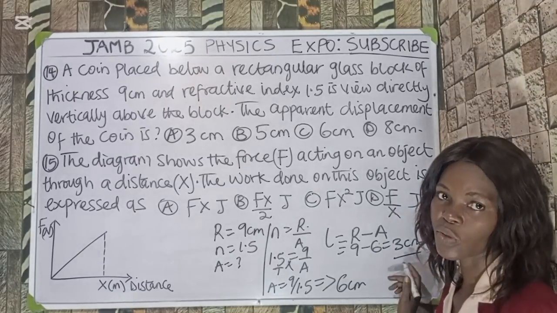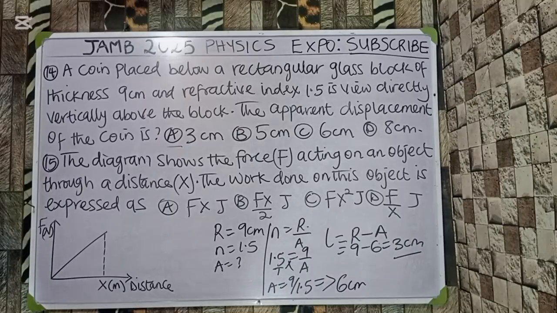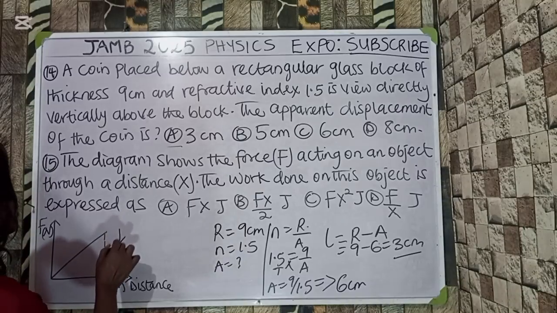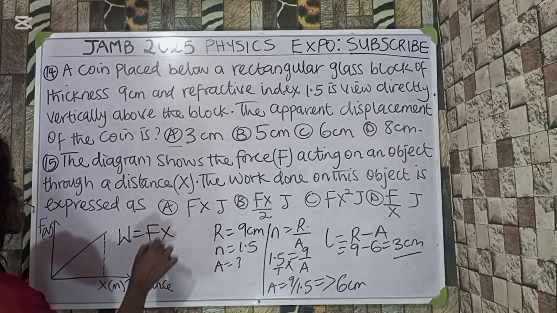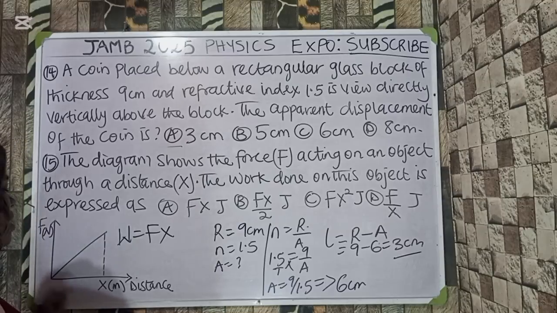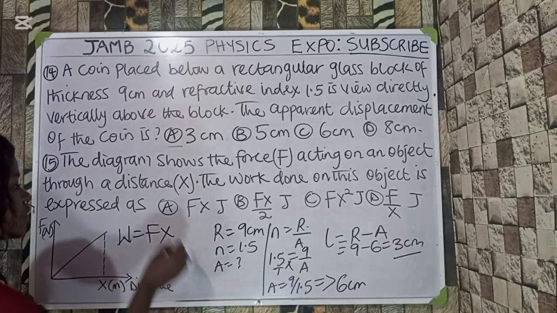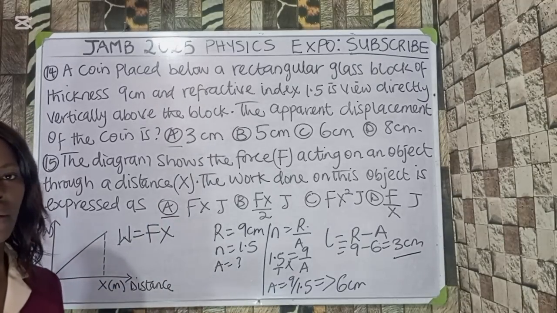So the correct answer to this question is question 15. The diagram shows the force acting on an object through a distance x. The work done on this object is expressed as what? Look at the diagram on the board. So we're going to use it to get the work done. The options are Fx joules, Fx over 2 joules, Fx squared joules, and F over x joules. Now, for us to know the work done, W is equal to force times what? Distance. Okay, so the force is F and the distance is what? x. So the correct option to this question is option A.